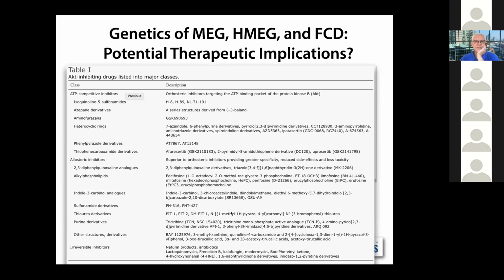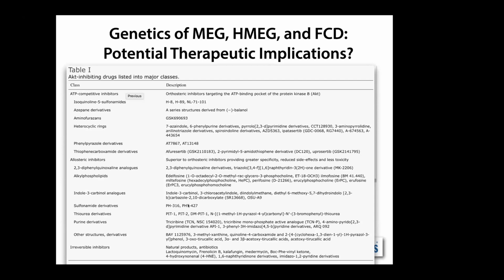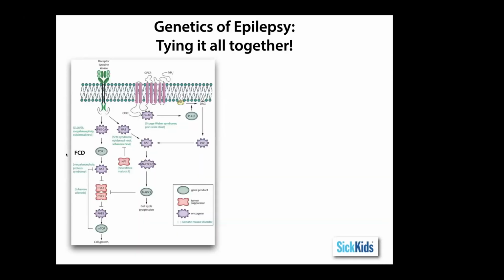So it'd be interesting to see in the future if there's a role for any pharmacotherapy for patients that have, let's say, mild forms of epilepsy and have been treated with anticonvulsants that haven't worked effectively. What about the AKT pathway? Could you target it? So just tying it all together and wrapping up the genetics of epilepsy, focal cortical dysplasia, you can see is here.